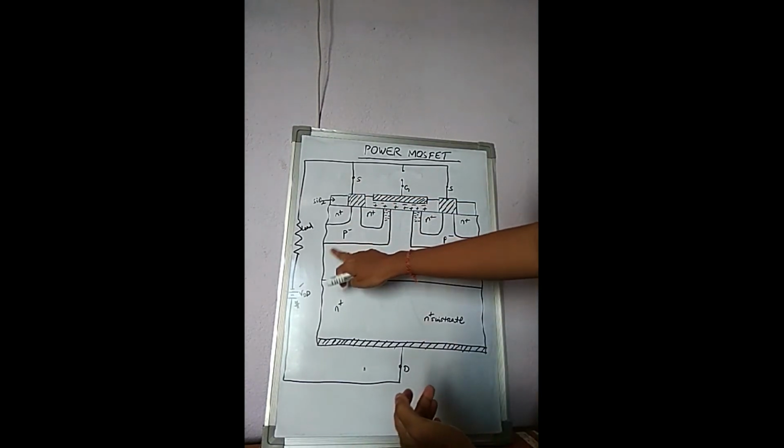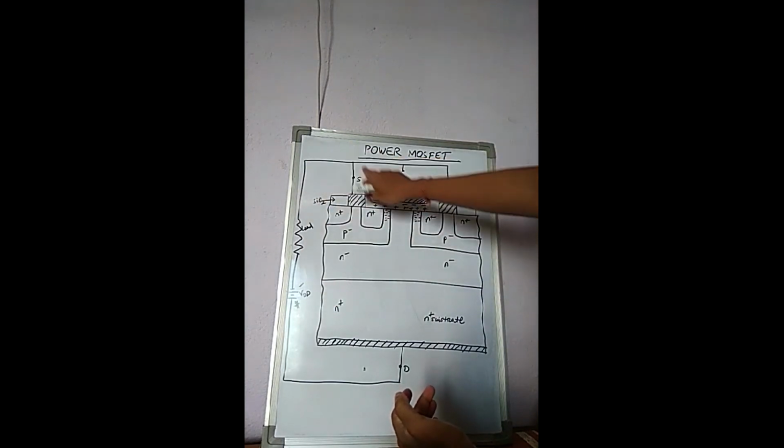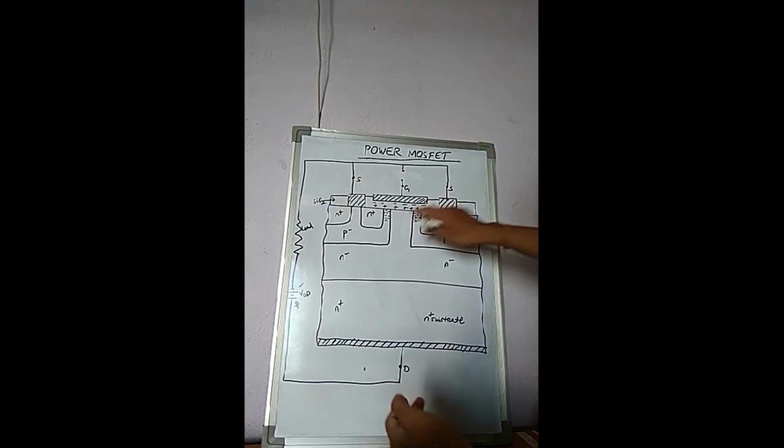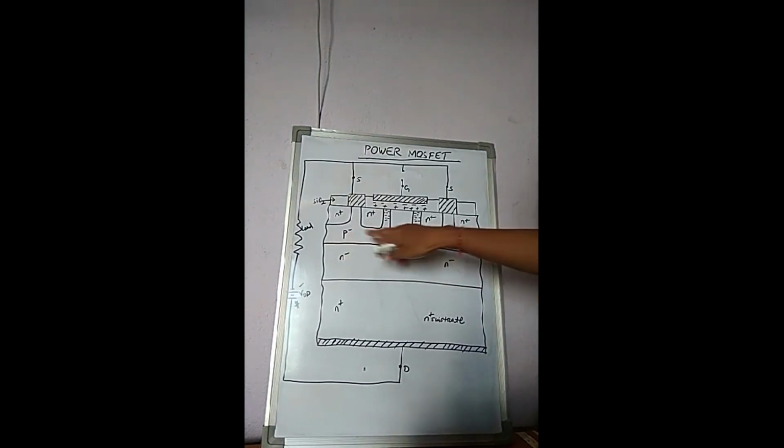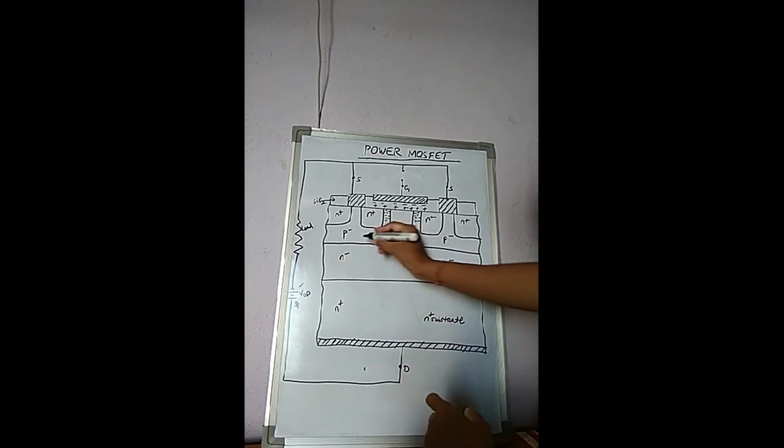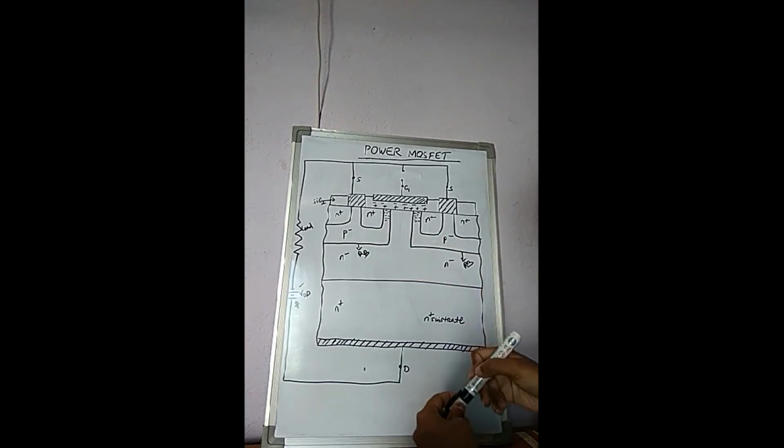So once the negative terminal is connected to this and this, the p minus, n minus junctions are reverse biased. That means this junction is reverse biased and this junction is reverse biased. That's why no current flows from drain to source.